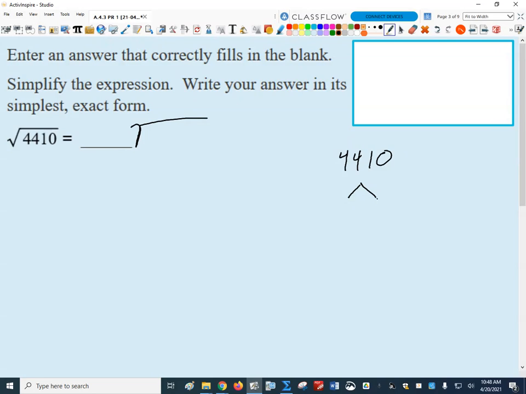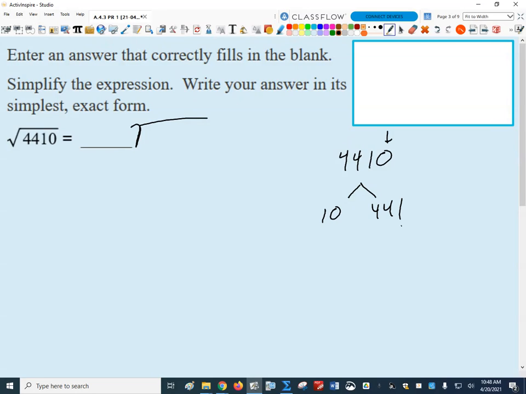Ideas? No, you got an idea. 10 does. How'd you know? Okay, because it ends in a 0, right? So we know that if we ever have a number that ends in a 0, 10 divides into that evenly. What if it ends in 2 zeros? 100, okay. We could divide 100 into it. So that's one thing we see right away. We could split this up into a 10, and then 10 times 441, right?